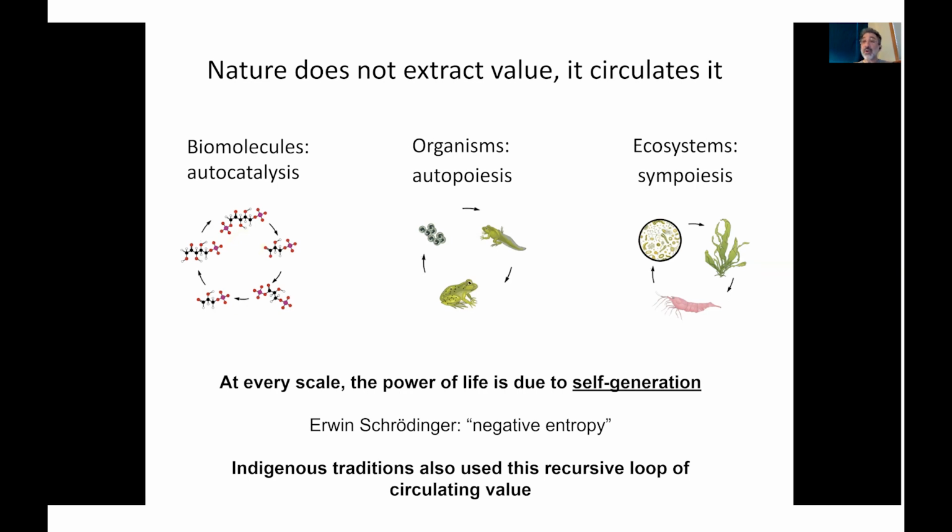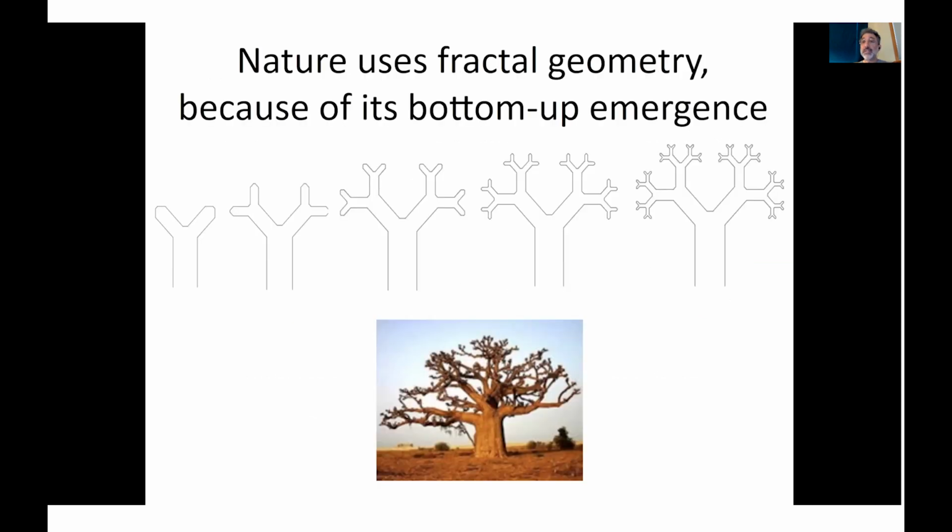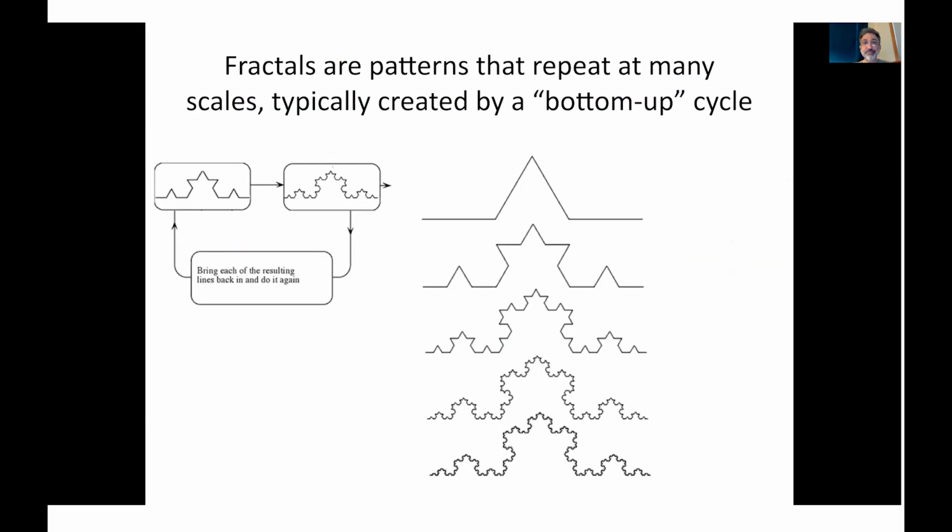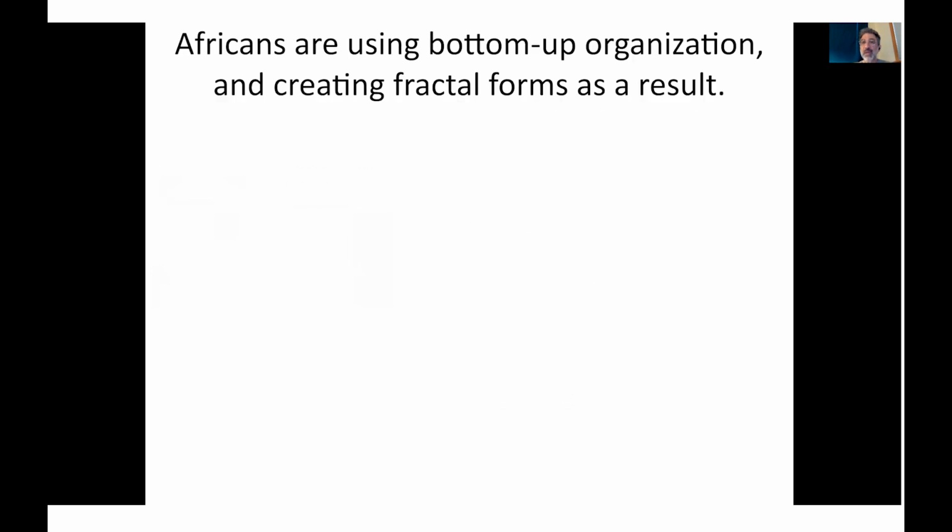That's the way that nature works, and it's the basis for a lot of indigenous cultures. Indigenous cultures are often using these fractal forms because of their bottom-up emergent properties. So fractals, you might be familiar with, they're created by this kind of recursive line replacement, right? So you're replacing a shape with miniature versions of itself. You do that over and over again, and you end up with these ramified or irregular forms.